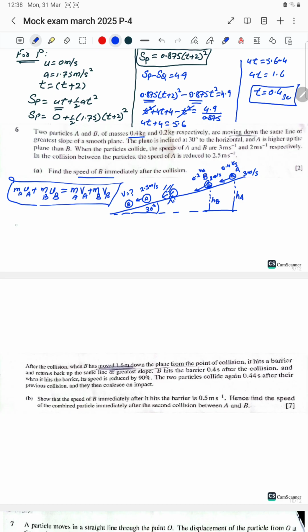So here, 0.4 times 3 plus 0.2 times 2 is equal to 0.4 times 2.5, A is reduced to 2.5, plus 0.2 times V. With the calculator we can calculate V_B. So V_B will be 3 meter per second. You can simplify it by doing simple calculations and you will get the answer.